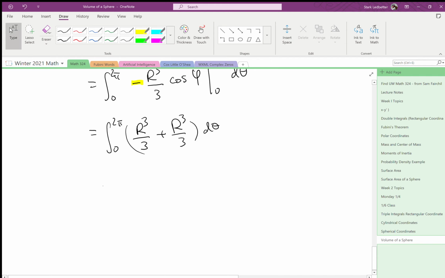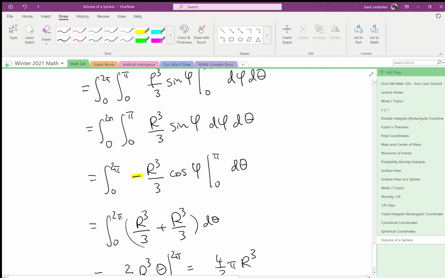So that's 2/3 R cubed. I think I said R squared a second ago. Okay, and then integrating with respect to theta is 2/3 R cubed theta. Theta goes from 0 to 2 pi. Plugging in bounds there, I get 4/3 pi R cubed again.